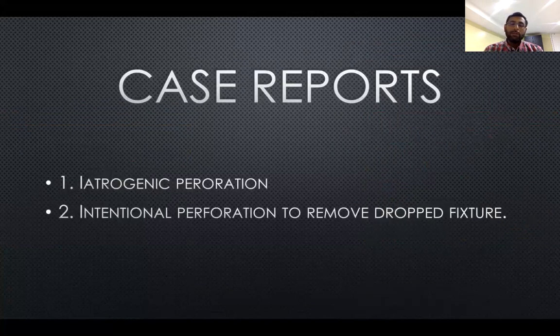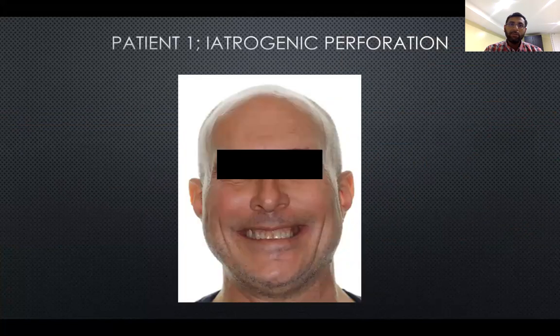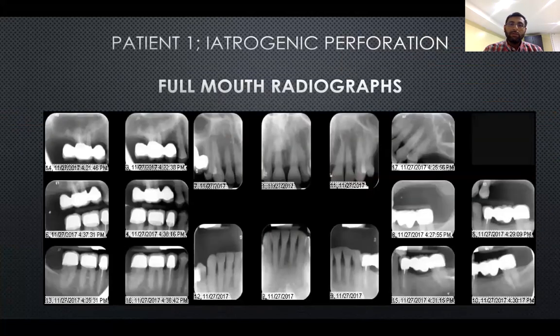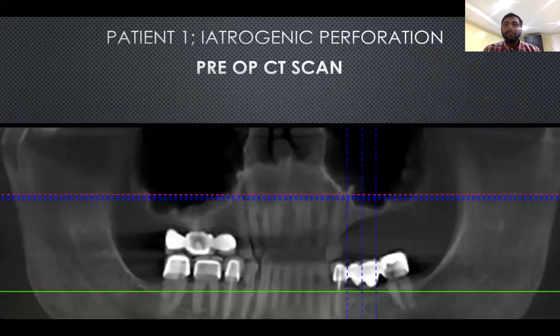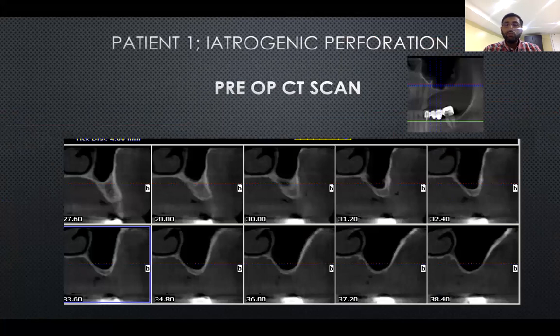I'm going to discuss two different patients that had two different types of unique complications. The first patient, on the left side of the poster, is a Caucasian male. He presented with a chief complaint of missing teeth on the upper left side. We can see in the CT scan that the patient has two septa, anterior and posterior. The posterior one is a smaller one.